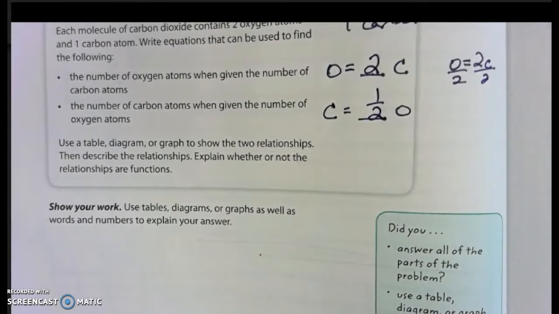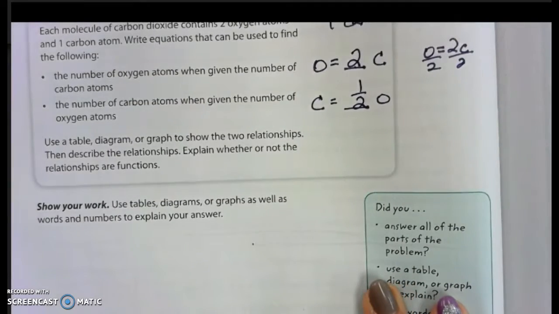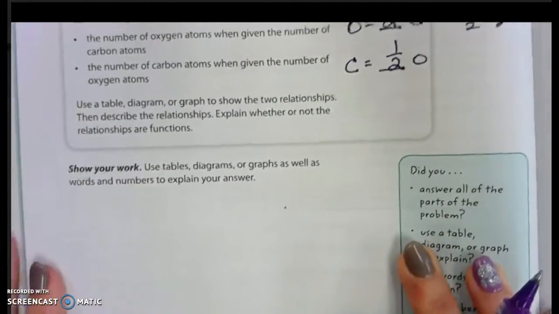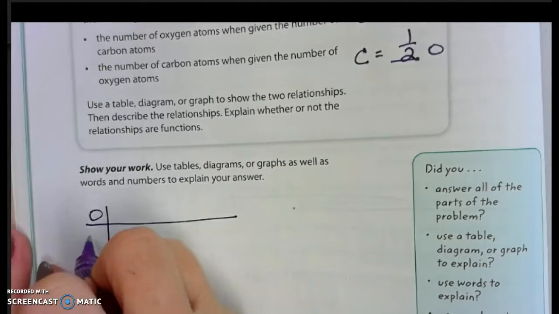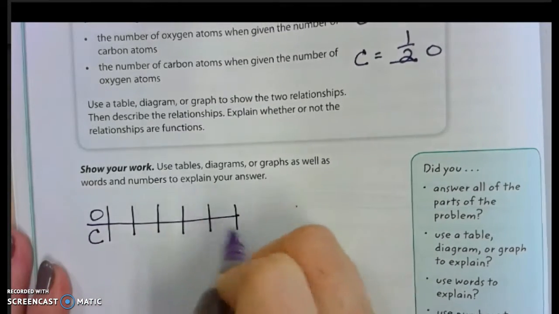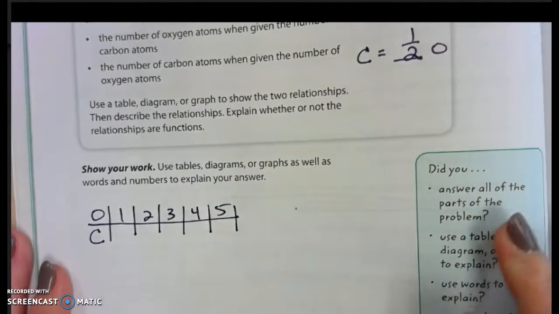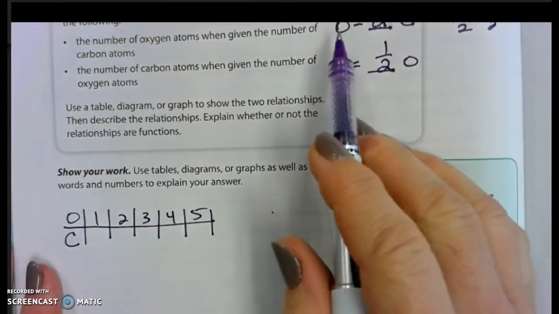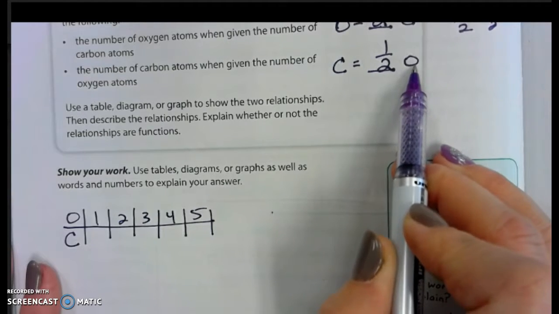Now, they want us to use a table, a diagram, or a graph to show the 2 relationships and then describe the relationships and explain whether or not the relationships are functions. They did mapping diagrams on the last page. You could do mapping diagrams. You could do tables. Let me show you a table. So if we did oxygen as the input and carbon as the output, I could say 1, 2, 3, 4, 5 oxygen atoms. And then we could use our formula, we're solving for carbon. So 1/2 times the number of oxygen.